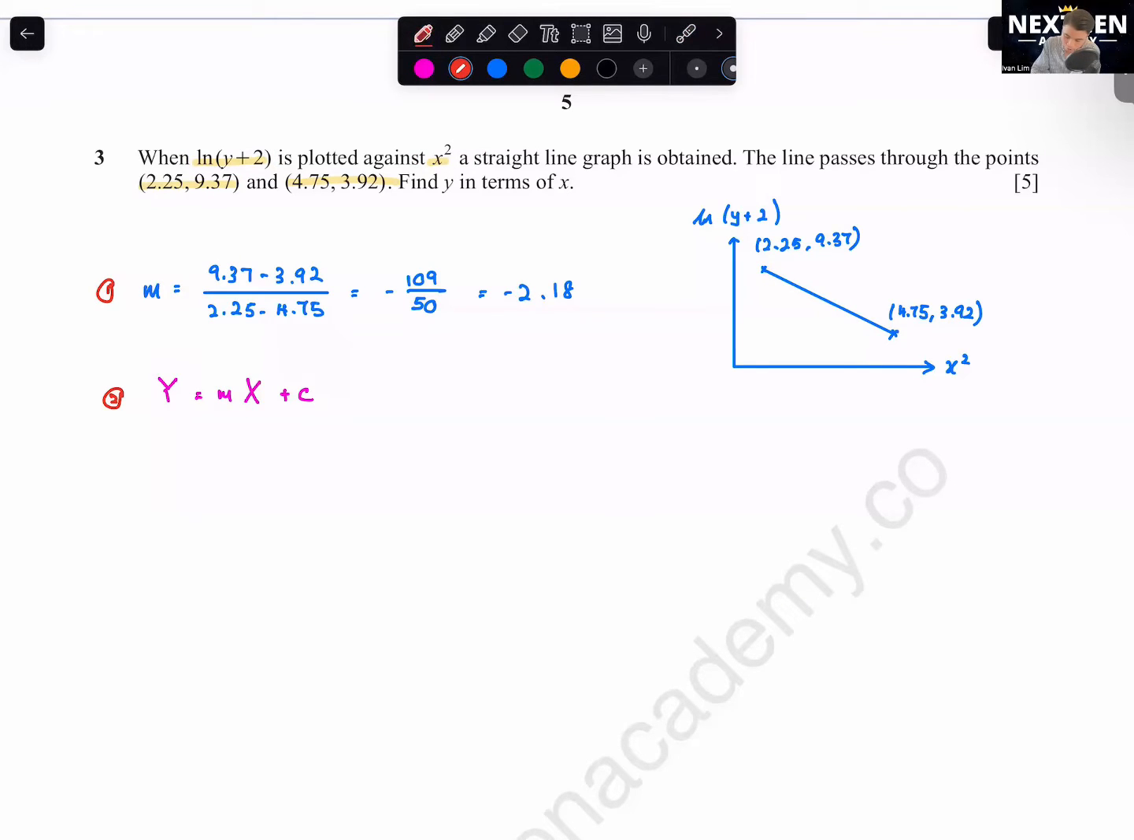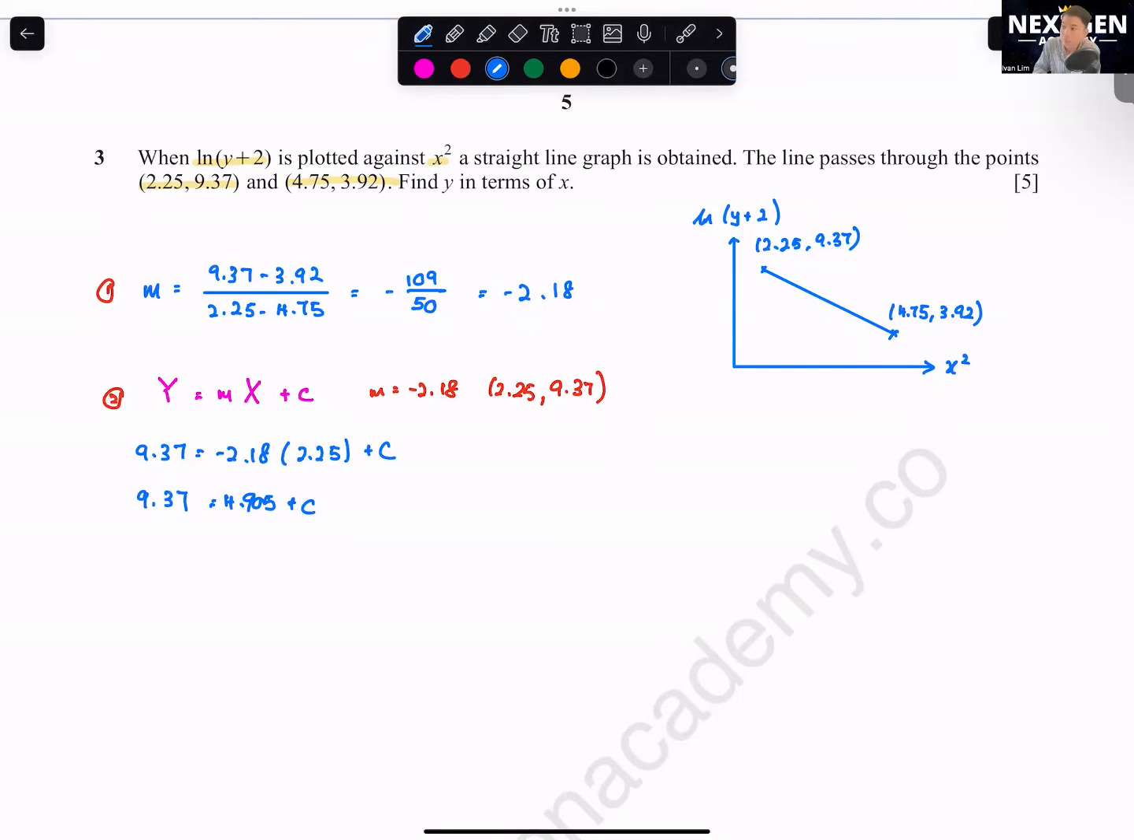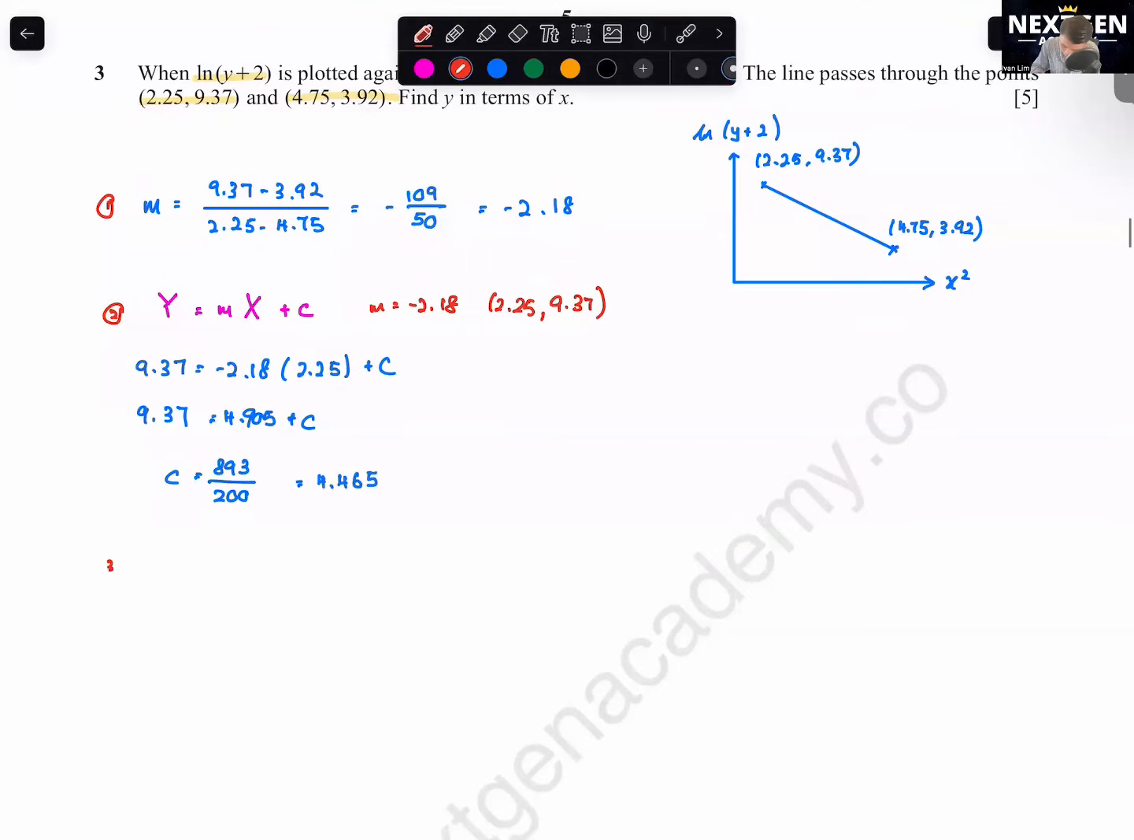Okay, for me here, my m is negative 2.18. I'll just use 2.25 and 9.37. You can use the other point also; your outcome will be the same. Substitute inside: 9.37 equals negative 2.18 times 2.25 plus c. Then here you get 4.905 plus c. c, you will get 893 over 200. I'm just typing everything into the calculator. And here you get 4.465. Then third step, now you are going to put again into y equals mx plus c.